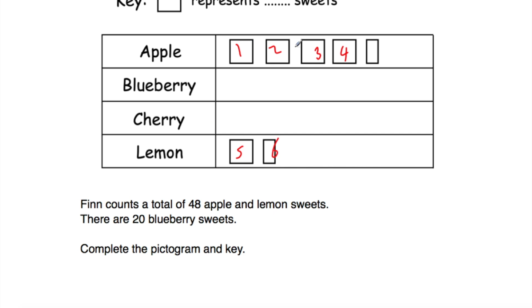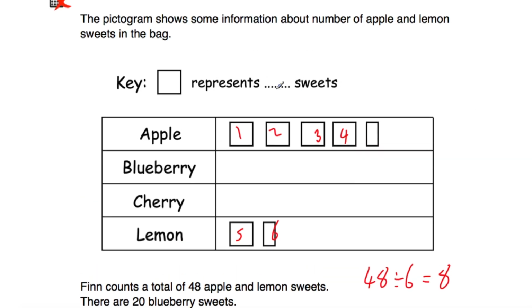And we know that those 6 squares represent a total of 48 sweets. So if we take the 48 and we divide that by 6, because there's 6 squares in those apple and lemon, 1, 2, 3, 4, 5, 6, and 48 divided by 6 is equal to 8. So that means each square represents 8 sweets. So let's write that in our key. So a square represents 8 sweets.